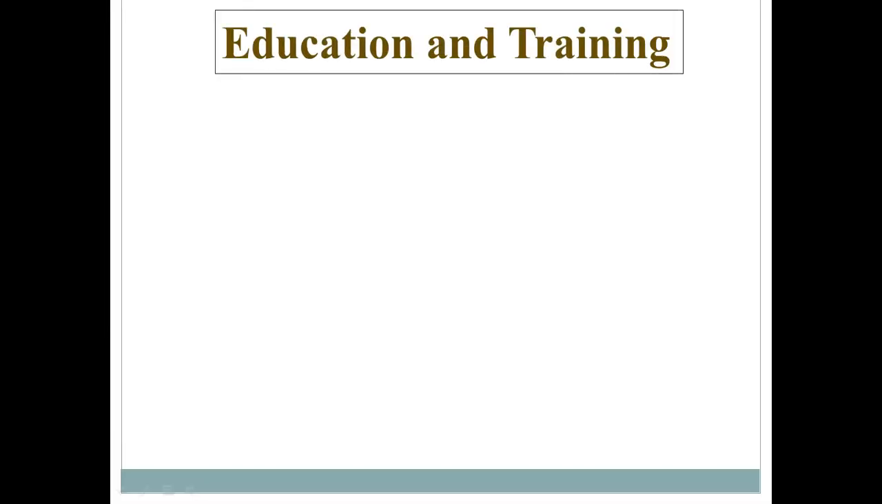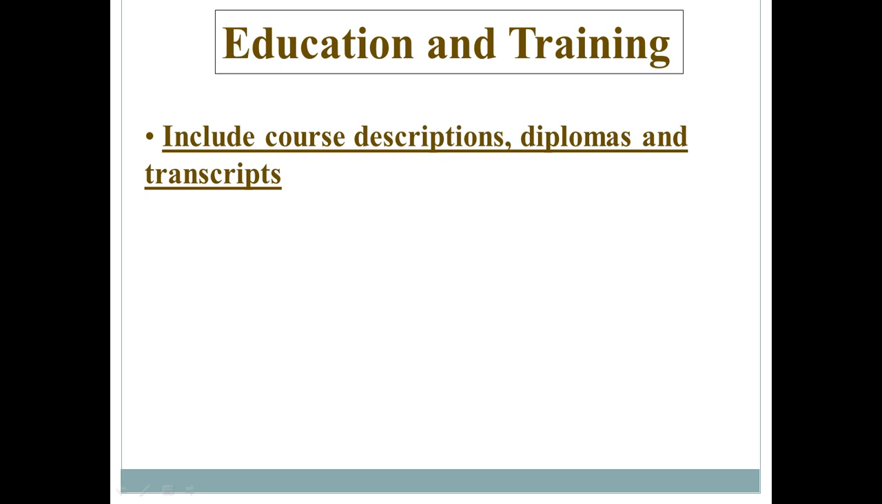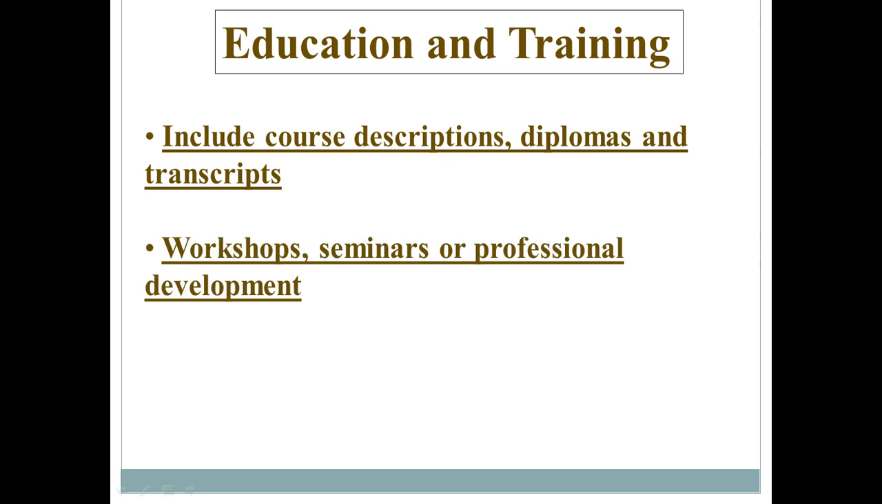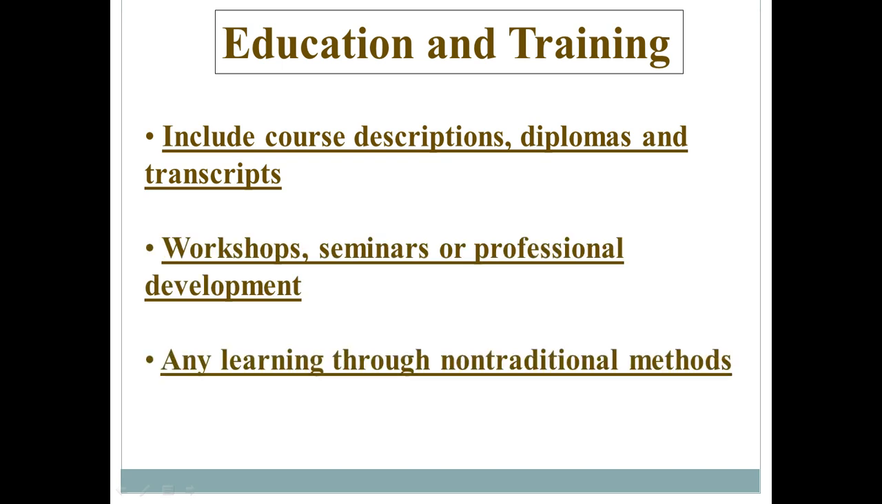The other tab might be education and training. Here you want to include any course descriptions, diplomas, and transcripts. Course descriptions are very important because many times you might forget what was involved in that course. With a course description, you can show an employer what you learned in that class. So if you took, for example, Accounting 120, if you have the course description, you can tell them what was part of that class, and they have a better understanding than just saying it's Accounting 120.